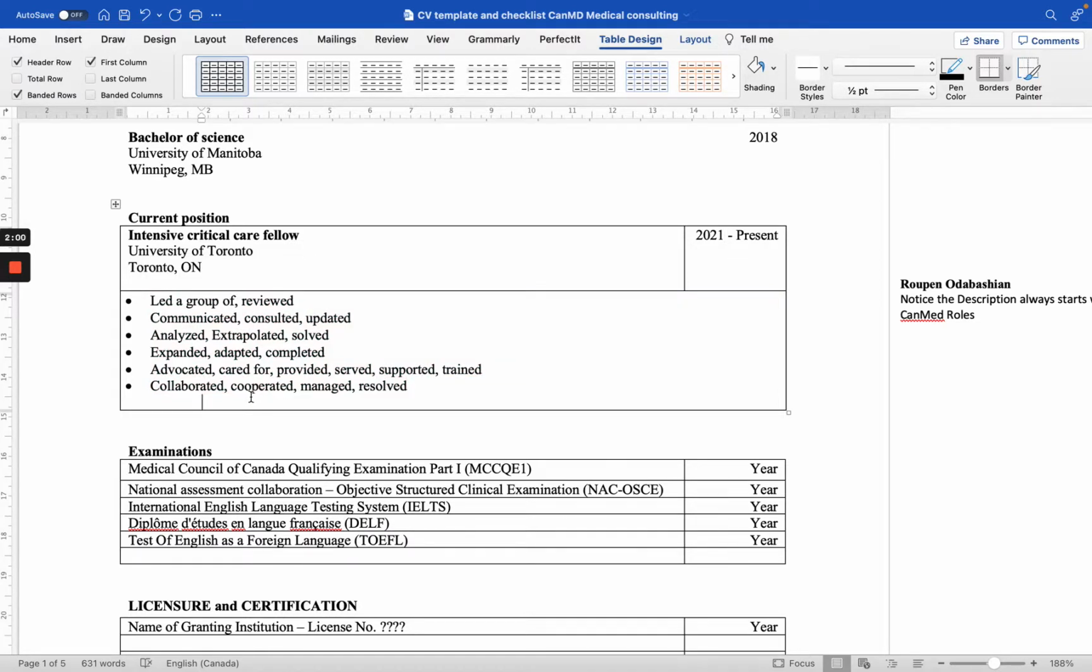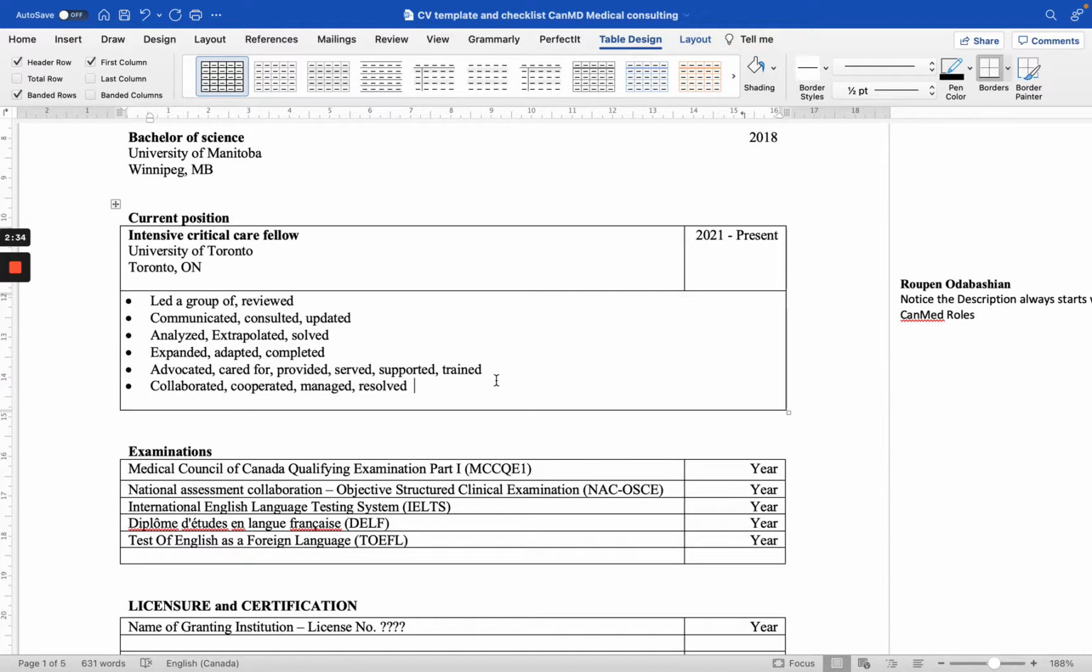Okay, two things to mention in descriptions. One, transferable skills. Two, CanMEDS roles. Program directors, when they are hiring or admitting applicants to residency spots, are looking for people who have the CanMEDS roles as skills. If you don't know about the CanMEDS roles, you can check them under my interview course, or you can go to the Royal College website.